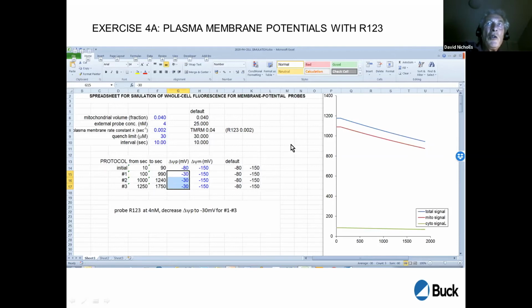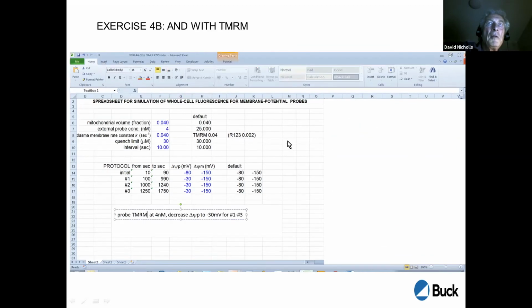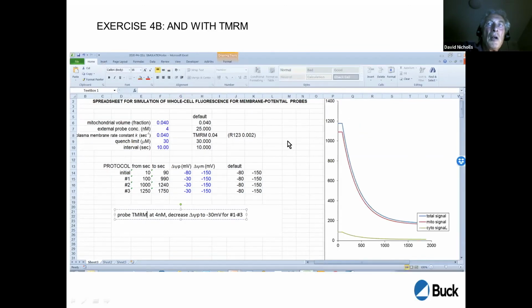If we change to the much more permeant TMRM, we get this trace. And the question I asked one of the groups I popped into was whether this reminds you of anything.